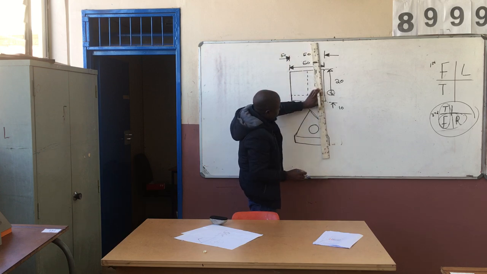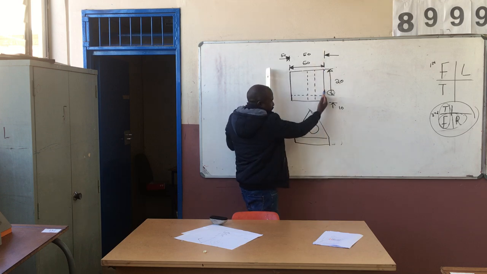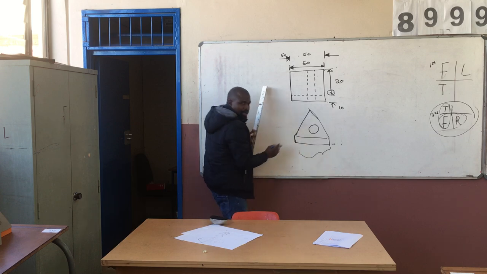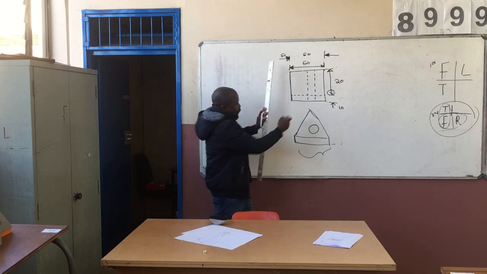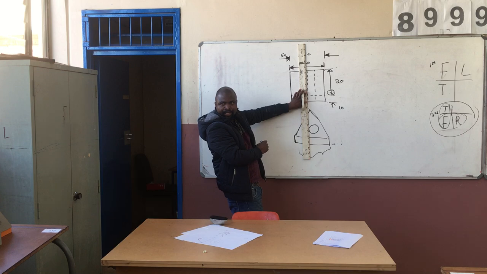It's supposed to end somewhere there. Can you see? By putting a ruler, it can tell you that this line corresponds with this one. So in that case, you are able to get that measurement. So for these dashed lines, can you see, the dashed lines, they start at the beginning of the circle, at the circumference of the circle.